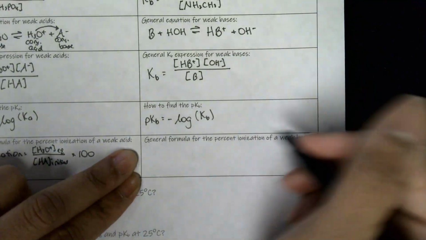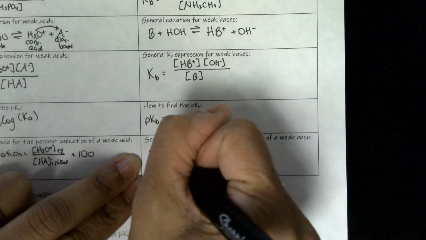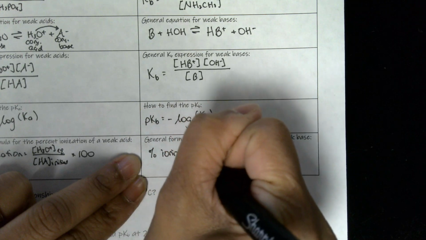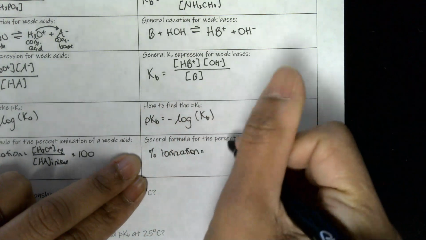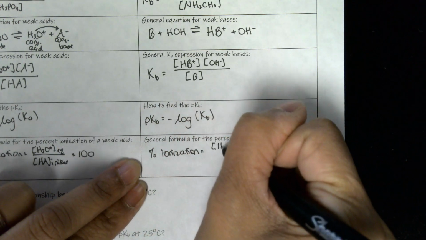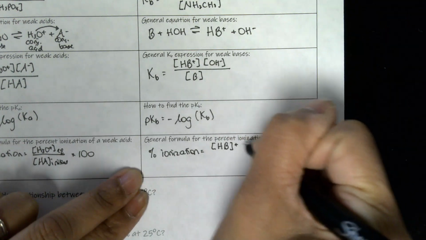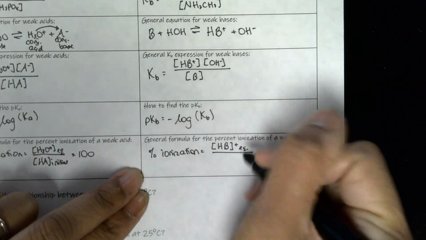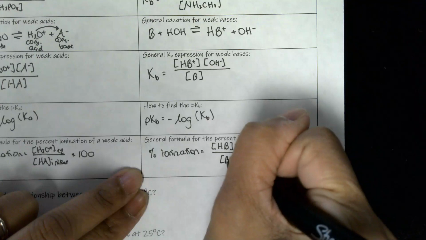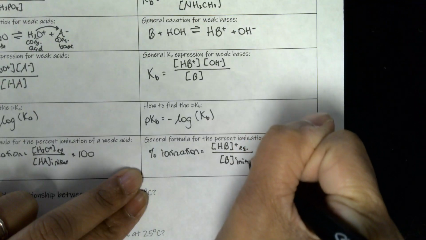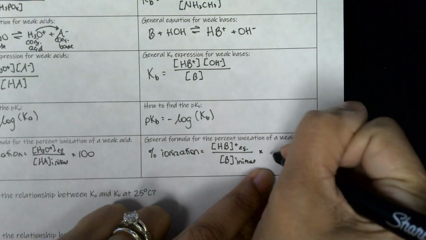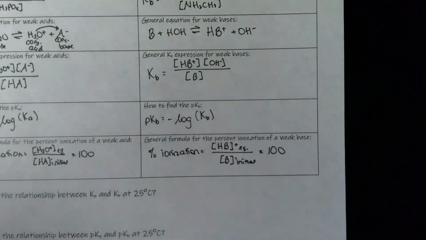And if we're going to find the percent ionization for this, the percent ionization is equal to the concentration of HB at equilibrium over your initial concentration of the base. And because it's a percent, we have to multiply everything by 100.